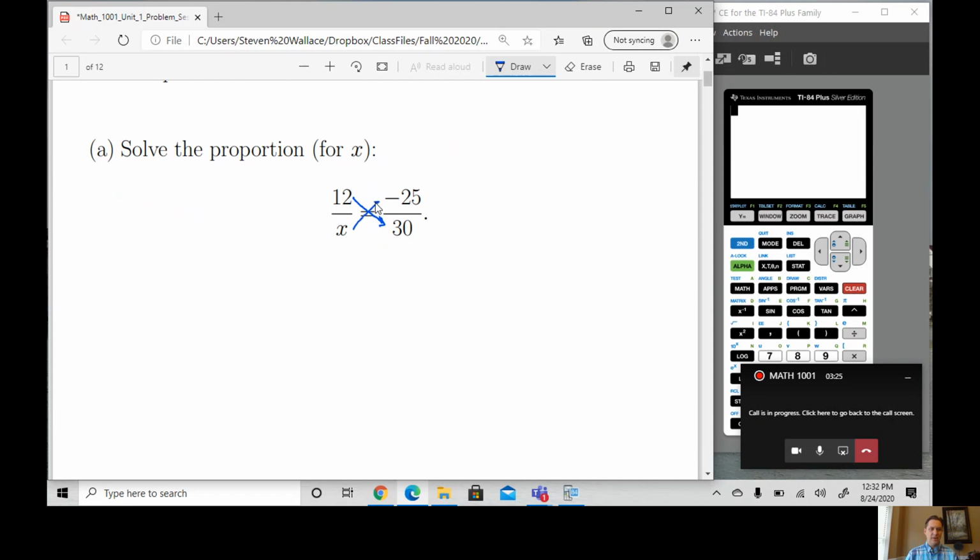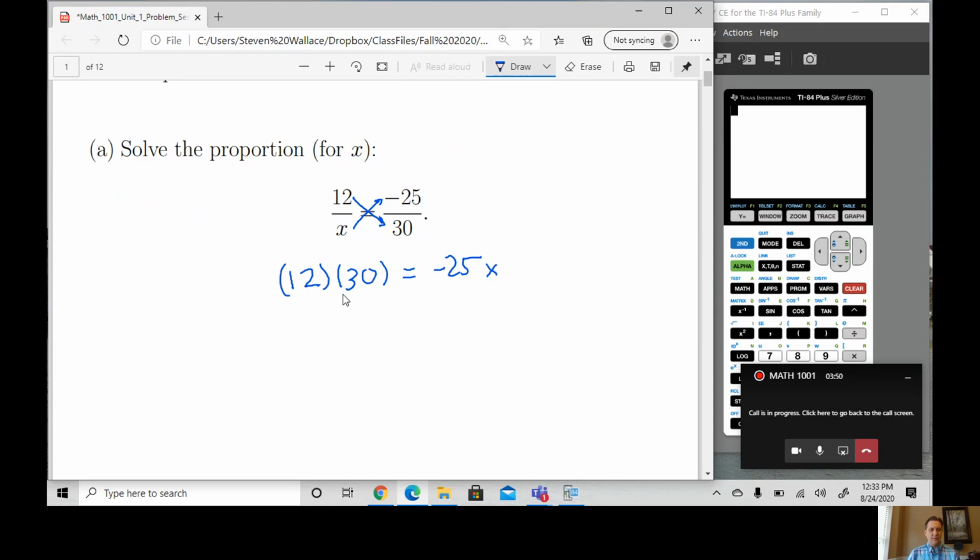So we multiply the 12 times the 30 and then the x times the negative 25, and you get, on one hand, 12 times 30, and on the other hand you get negative 25x. And now we don't have any denominators, right? So this is now a linear equation.